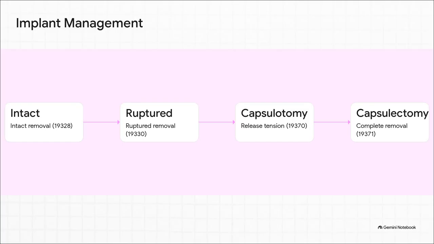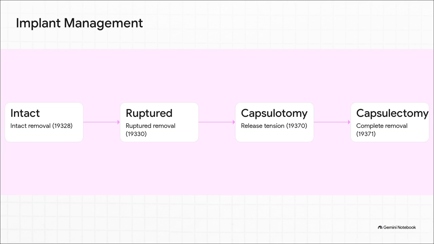Now for Section 3, capsule and implant management. So, as a totally natural immune response, a fibrous capsule forms around the implant shell over time. But when things go wrong, like with a capsular contracture, your coding escalates based entirely on the pathology the surgeon encounters in the OR. It literally ranges from just removing an intact implant, which is code 19328, to removing a ruptured implant along with its contents, which bumps us to 19330.